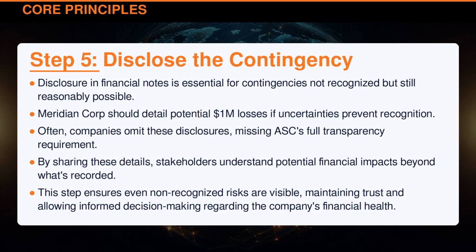Disclosure in financial notes is essential for contingencies not recognized, but still reasonably possible. Meridian Corporation should detail potential $1 million losses if uncertainties prevent recognition. Often, companies omit these disclosures, missing ASC's full transparency requirement. By sharing these details, stakeholders understand potential financial impacts beyond what's recorded. This step ensures even non-recognized risks are visible, maintaining trust and allowing informed decision-making regarding the company's financial health.